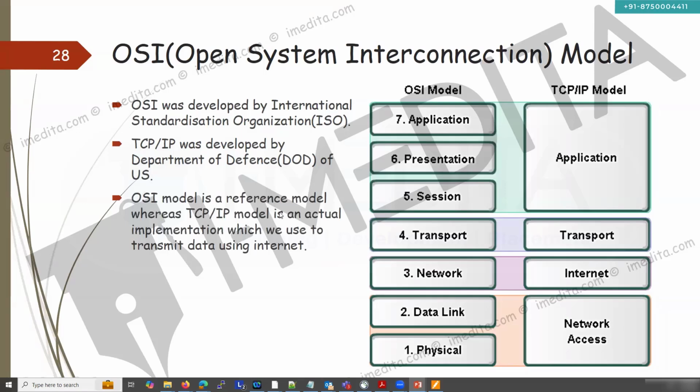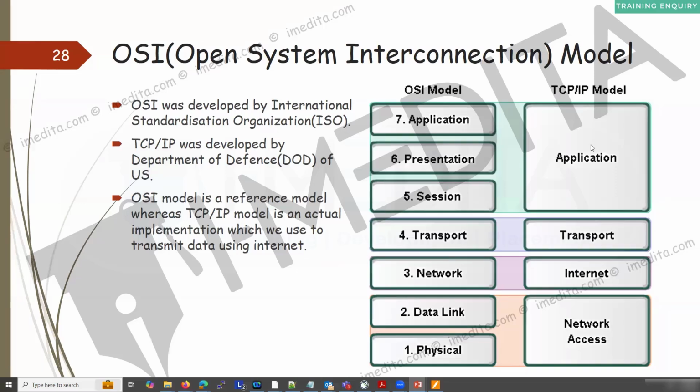Now again, OSI is a reference model, whereas the TCP/IP model is an actual implementation which we use to transmit data using the internet. As I told you before, we don't use the OSI model. OSI is just a kind of reference model, whereas TCP/IP is the model that we are actually using. We just saw that when we opened up the network interface properties, we had an option for TCP/IP, not for the OSI model. So the actual model that we implement is TCP/IP, whereas the OSI model is just used for reference purposes nowadays.